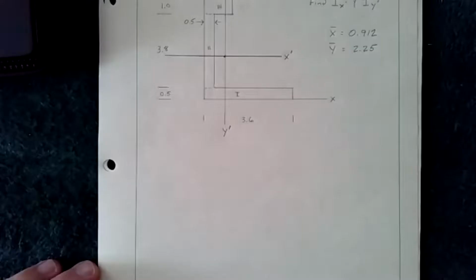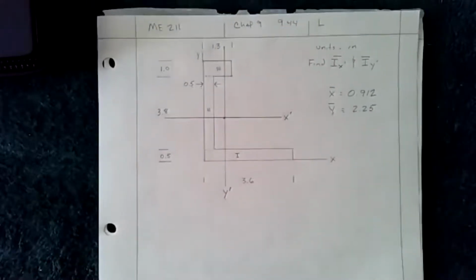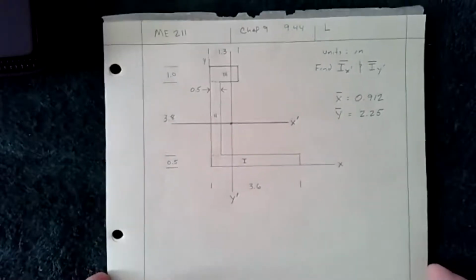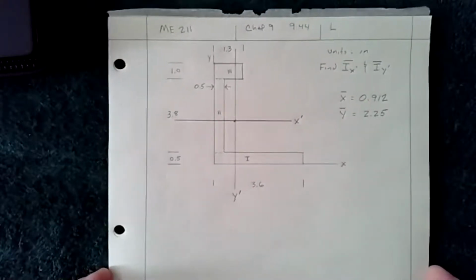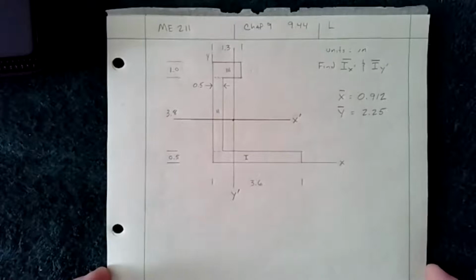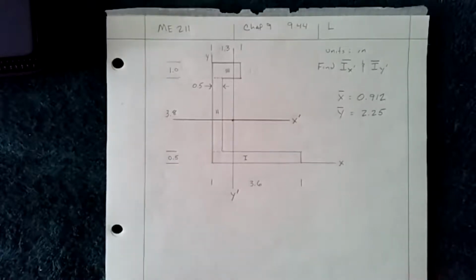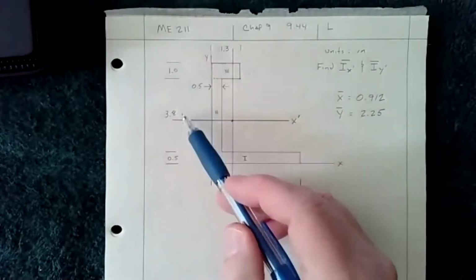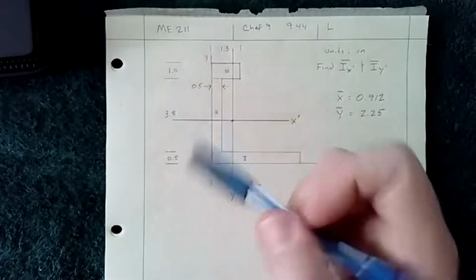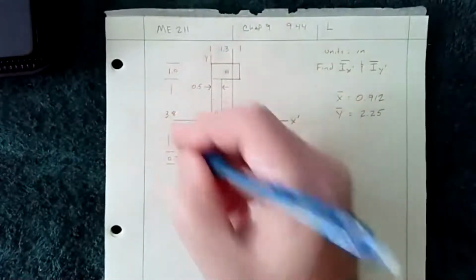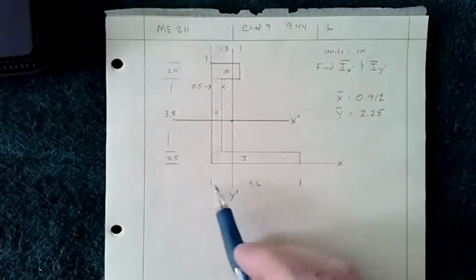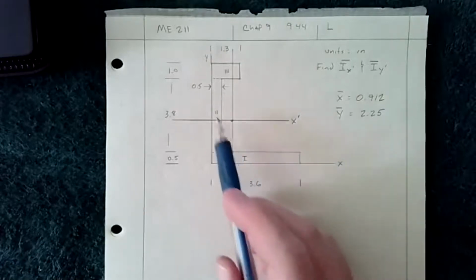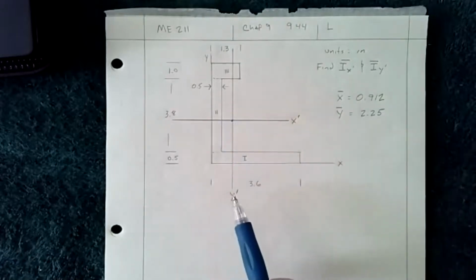So we'll start off in that, and you should have the example hopefully printed. So you get something that looks like this, all right? And in that context, I've put the dimensions in here. So 1.3 wide, 1 inch thick, 3.8, that's this distance from here to here, 0.5, 3.6, and then 0.5 thick. So you have everything you need.